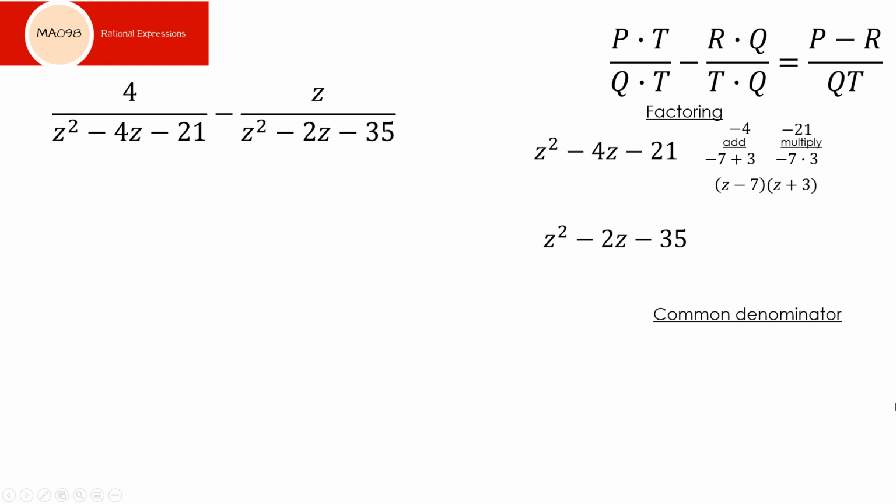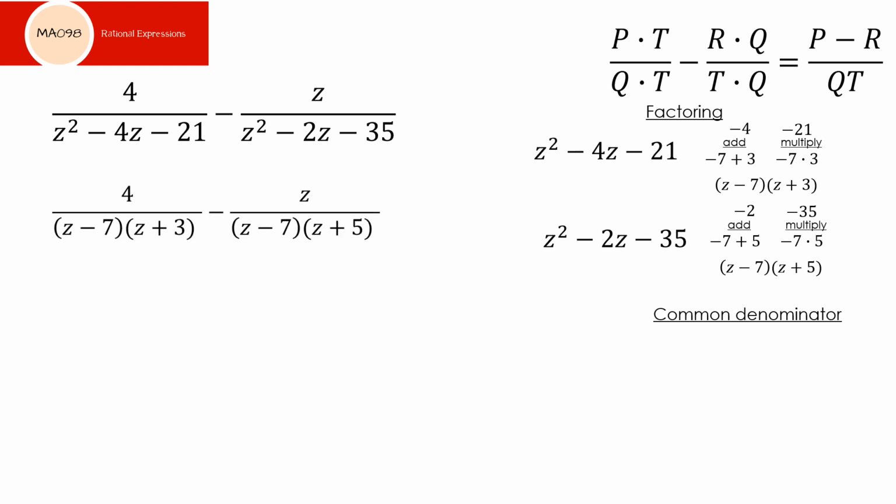Z squared minus 2z minus 35. For this one, we're looking for numbers that multiply to negative 35 that also add to negative 2. In this case, we'll have z minus 7 times z plus 5. Let's substitute those in.